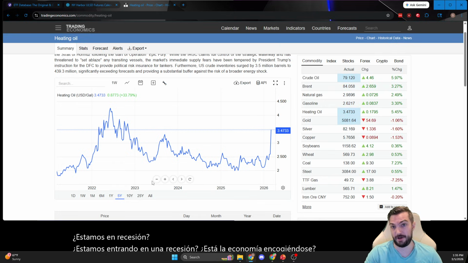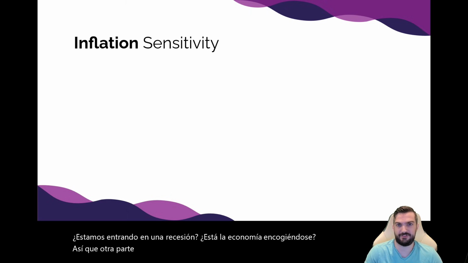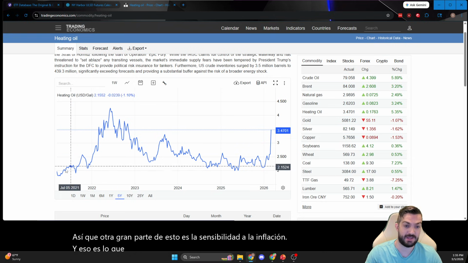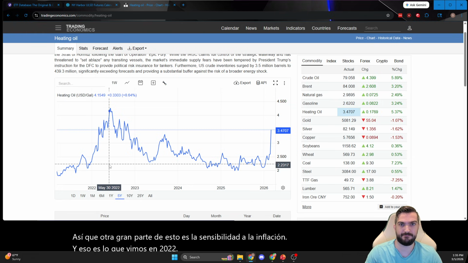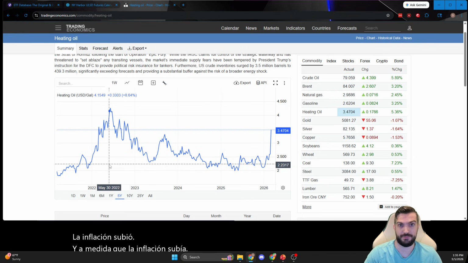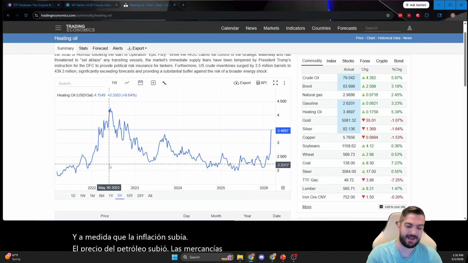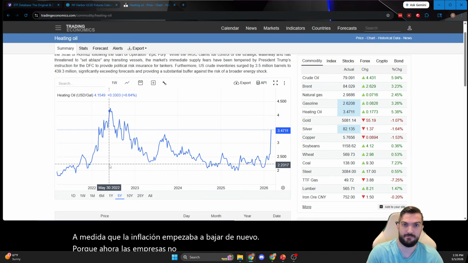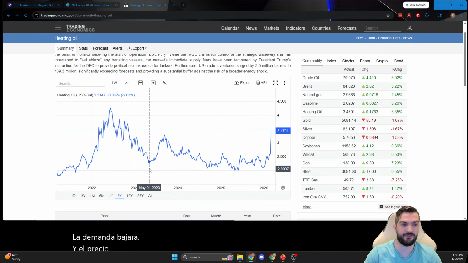So, another big part of this is sensitivity to inflation. And that is what we saw in 2022. Inflation went up. And as inflation went up, the price of oil went up. The commodities went up. As inflation started to go back down, because now companies are not making as much profit, the economy is starting to shrink, demand will go down, and the price of the commodities went down as well.